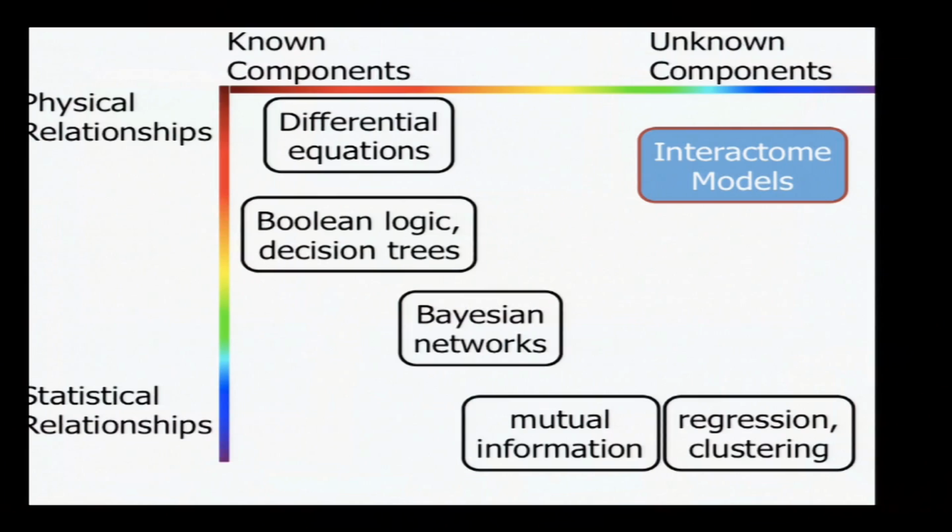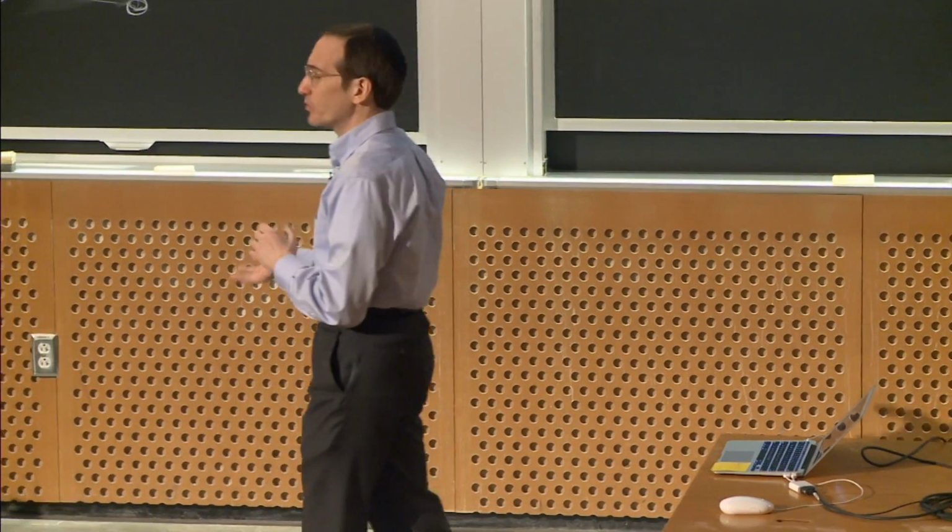So we've looked at a number of different modeling approaches for these large interactomes. We've also looked at ways of identifying transcriptional regulatory networks using mutual information, regression, Bayesian networks. And how do all these things fit together? And when would you want to use one of these techniques and when would you want to use another?